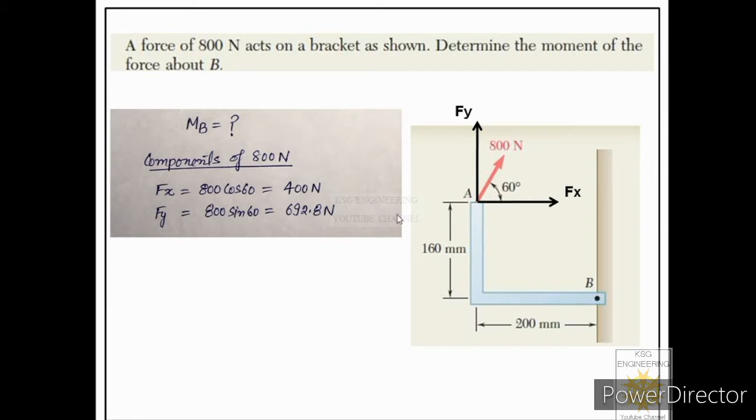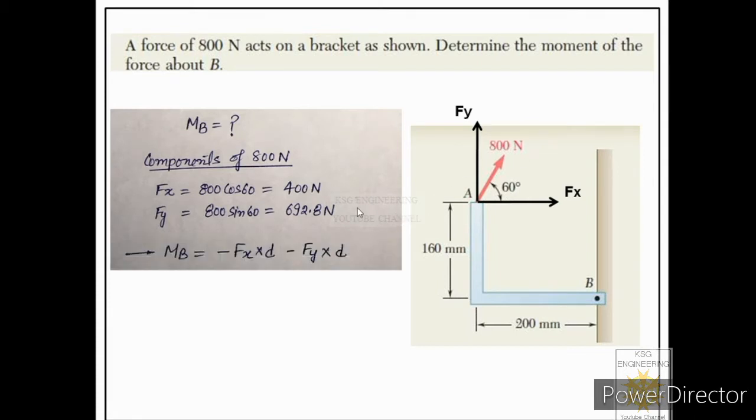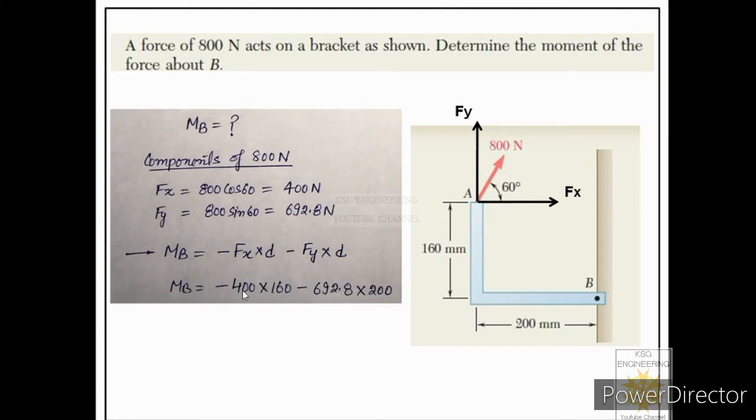So let us see in the calculations. Now you can see here we have written moment because of 800 Newton force about point B is equal to the sum of the moments generated by these two forces. So we have written minus Fx into d minus Fy into d. Why minus? Because both the moments are clockwise and we have to take their sign negative. So let us put the values: minus 400 into 160 minus 692.8 into 200.